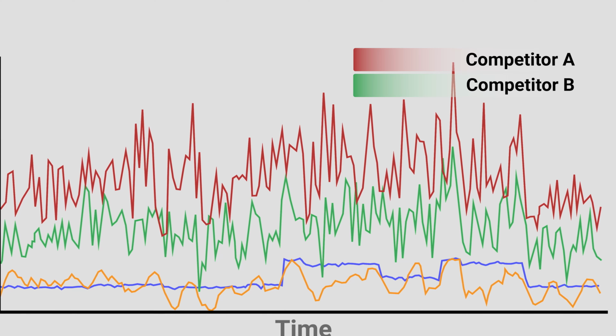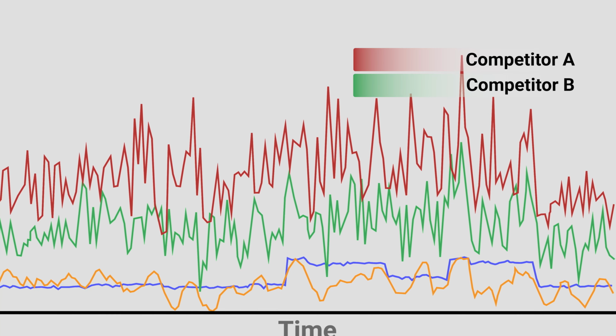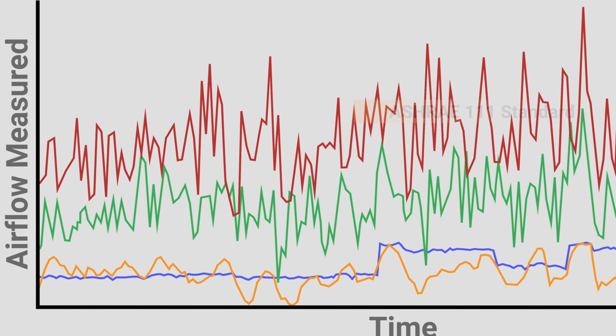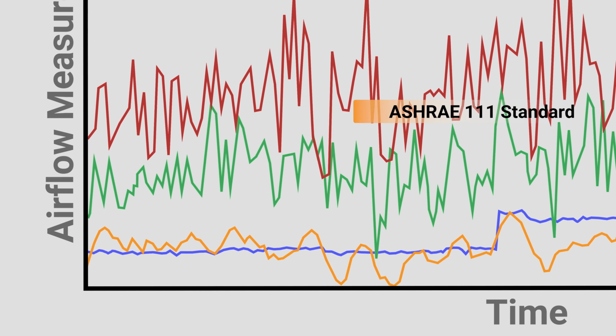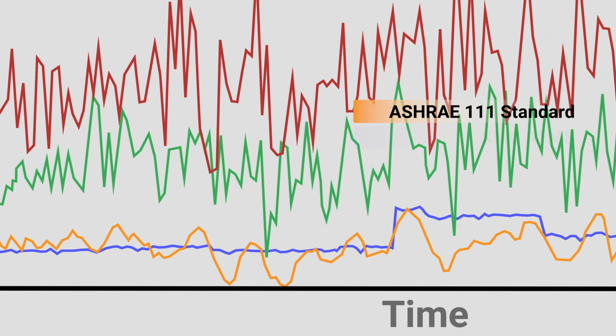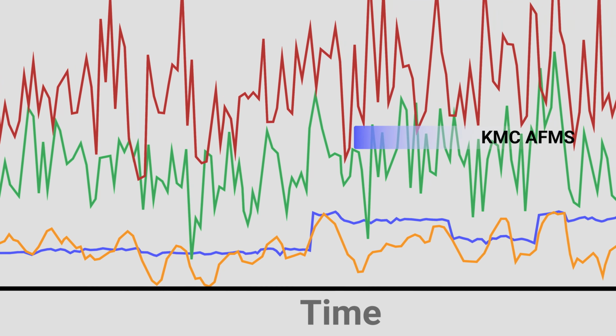And as we see in this chart, these flows are higher than actual and have very erratic readings as moisture impacts these sensors. We also see some reaction to moisture in the ASHRAE 111 equation, as these are temperature-based measurements that are also affected by extreme moisture. The measurement of the airflow by the KMC AFMS remains steady as temperature is not required to produce this measurement.